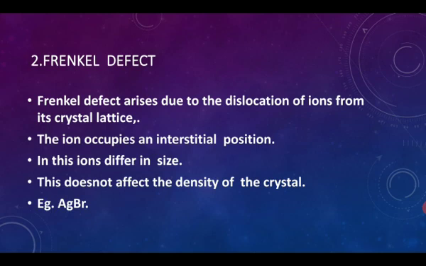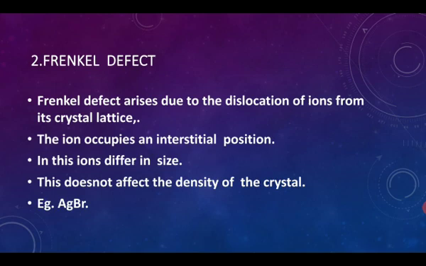So Frankel defect arises due to the dislocation of ions. It is actually not missing, its place is dislocated. It is present in some other place in the crystal lattice. And the second point, the ion occupies an interstitial position, that is in between other ions. Third point, in this the ions differ in size, that is the size of the cation and anion are different. One is small, the other one is big.